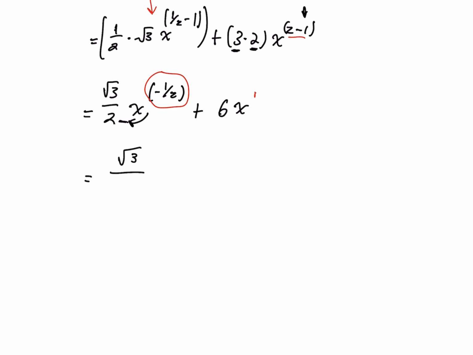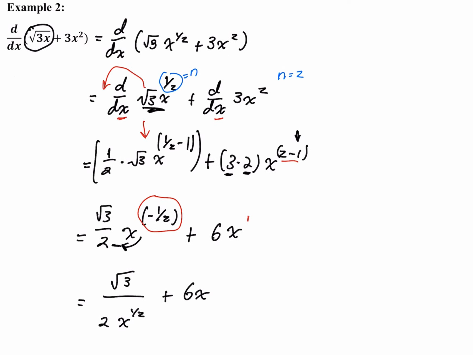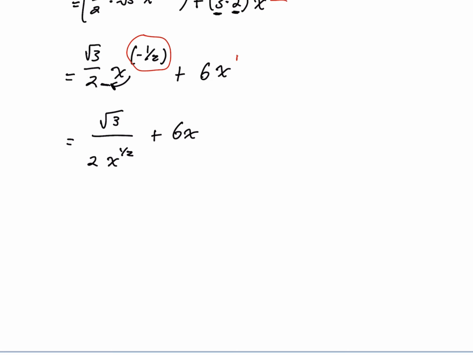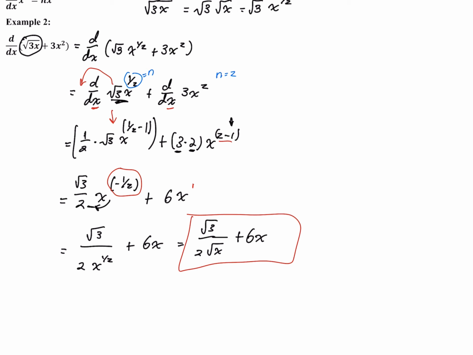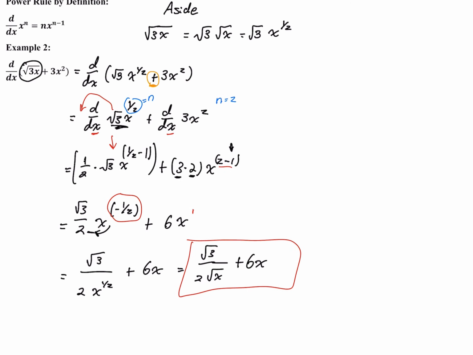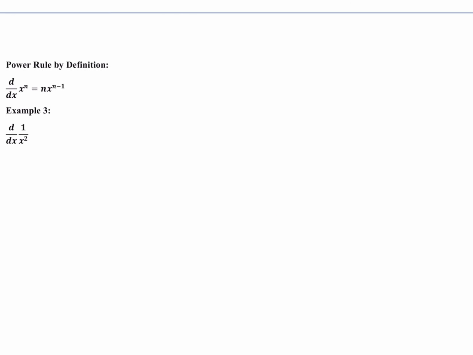So radical 3 over 2, x to the 1/2 plus 6x. Okay, make sure everything looks good. And we know that x to the 1/2 is really equal to radical x plus 6x. And there you have your second derivative. See, it's very similar to the first. The big thing is just really separating that plus and distributing the derivative terms.